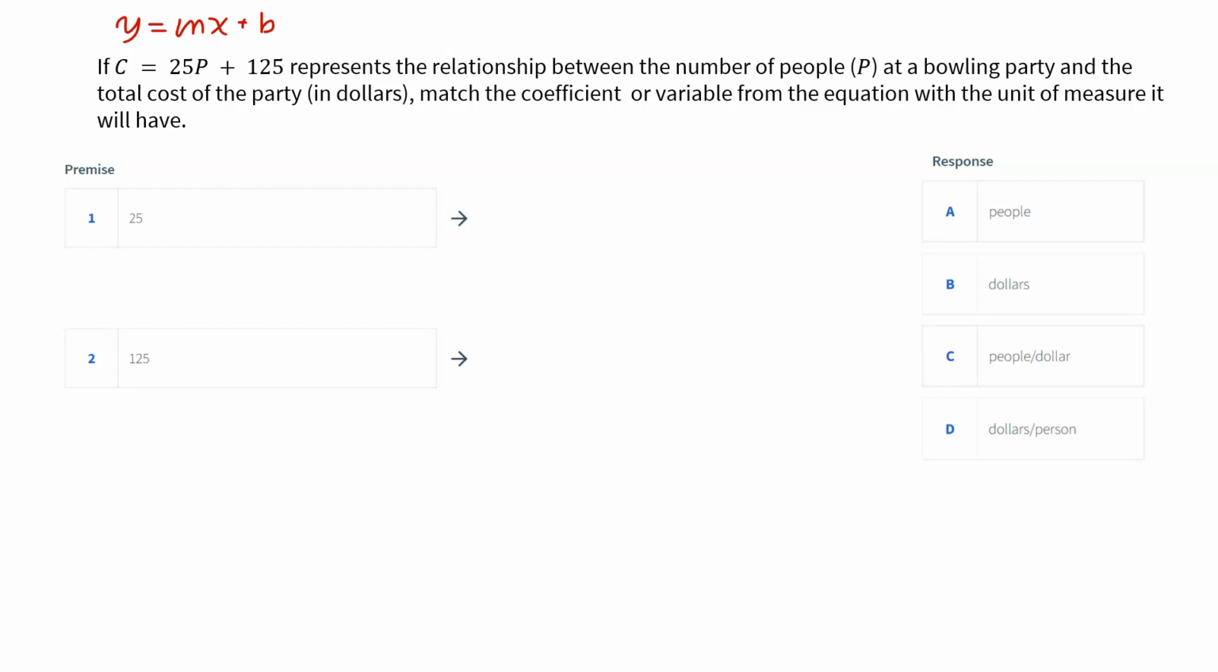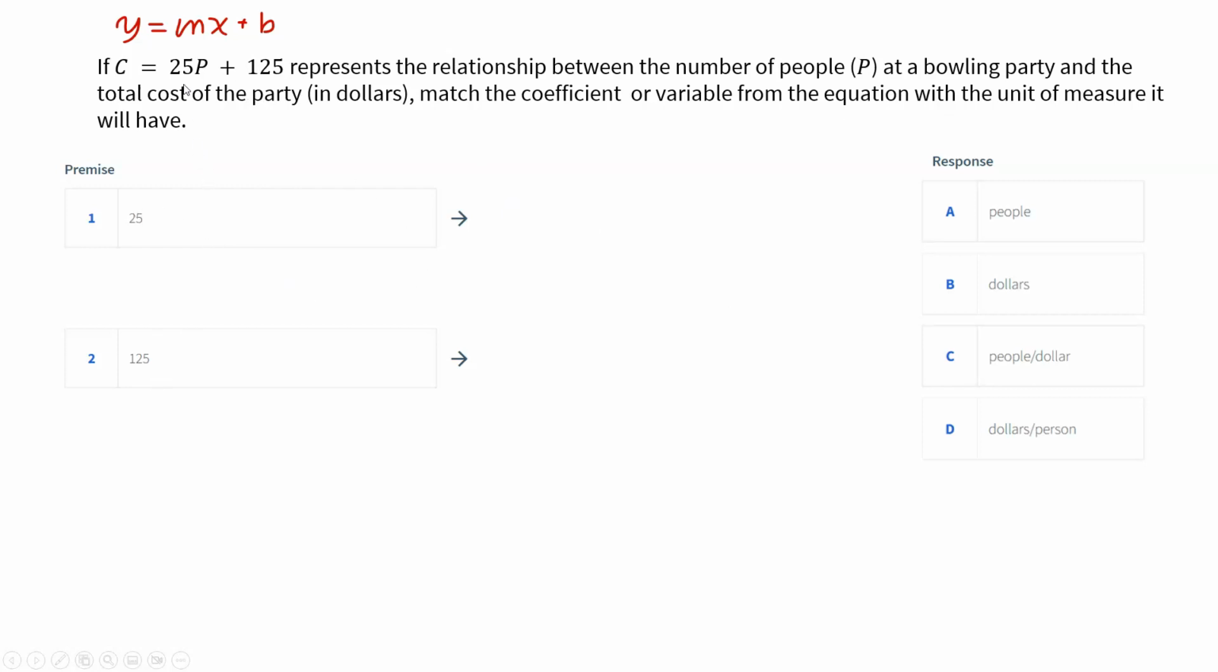So keeping those things in mind helps you identify what is being communicated in these various equations and what they represent. And it also helps you keep in mind what units should be involved, because you're being told that this equation gives the relationship between the number of people, which is P, at a bowling party and the total cost in dollars, and that's going to be what C represents. And so you're asked to match the coefficient or variable from the equation with the unit of measure it will have. So you have this 25 and 125, which are both constants.